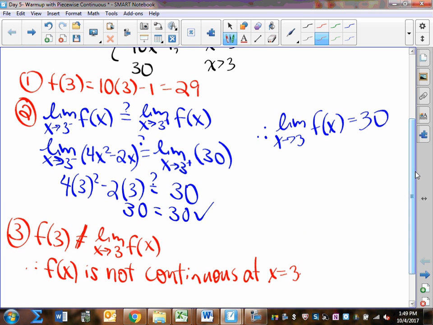Okay, so again, I see from up here f of 3 is 29. I see from here the limit is 30. Those are not the same. So it just gets disqualified in step 3. So therefore my function is not continuous.